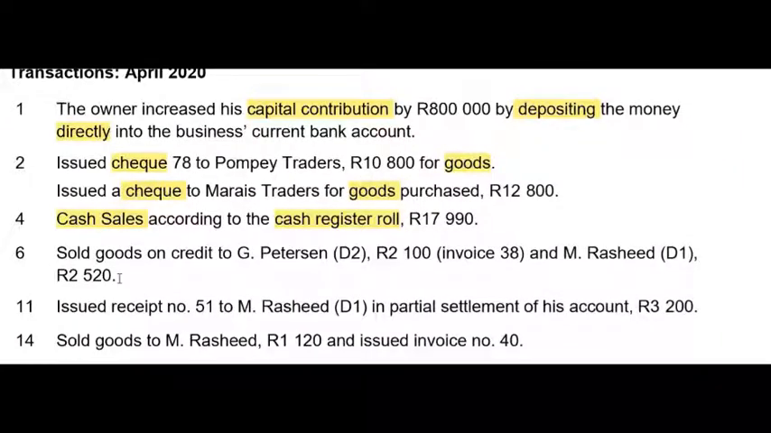The next transaction said sold goods on credit to G. Peterson, 2,100 Rand, and we issued invoice number 38, and to M. Rashid, debtor number 1, for 2,520 Rand. In other words, we had 2 credit sales on the same day. So these are 2 DJ transactions. How do I know it's DJ? Because we're selling on credit. In other words, they will pay us later. And because we are issuing invoices, and that's the source document for the DJ.